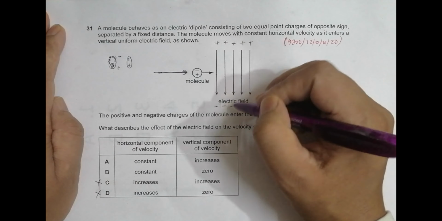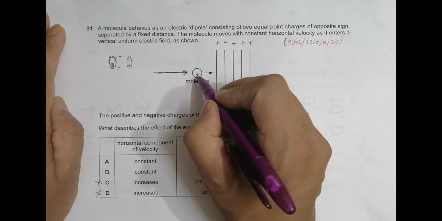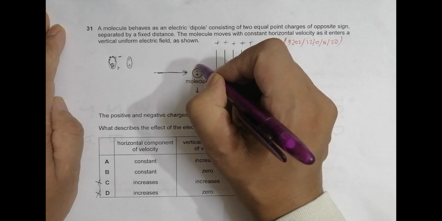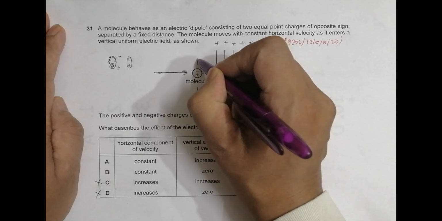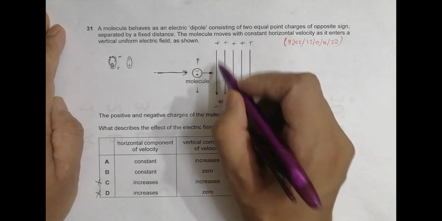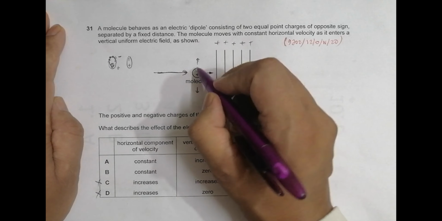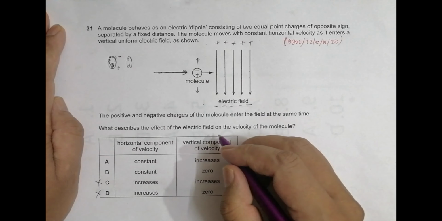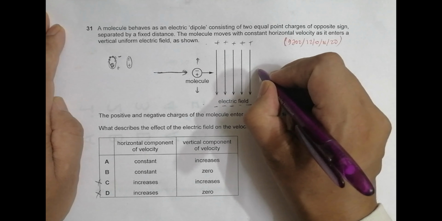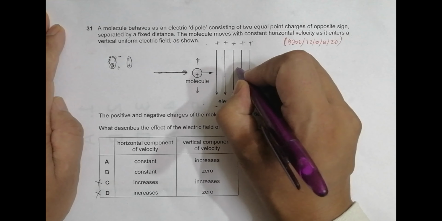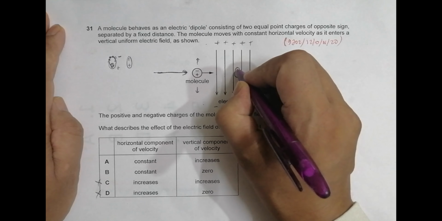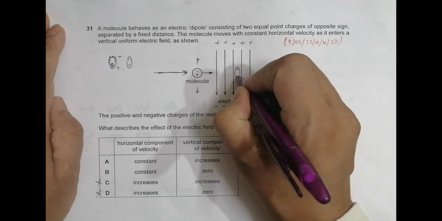Now with this application of field, this plus charge will feel a force in this direction, and the minus charge will be feeling a force in this direction. It's because plus will be repelled by this and attracted by this, so force here. Minus will be attracted by this and repelled by this, so force here. So what might happen is the molecule might elongate slightly. This will be minus and this will be plus.